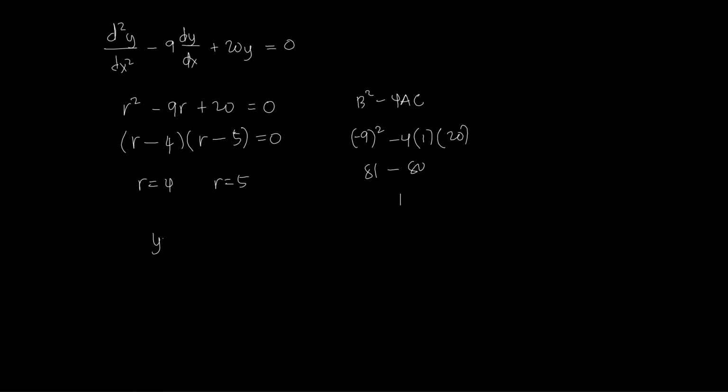So what is the general solution? y is equal to A e raised to the power of 4x, plus B e raised to the power of 5x. In general, y is equal to e raised to the power of rx.